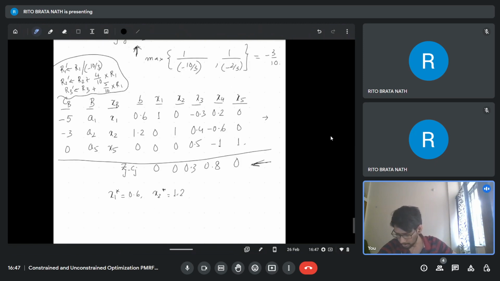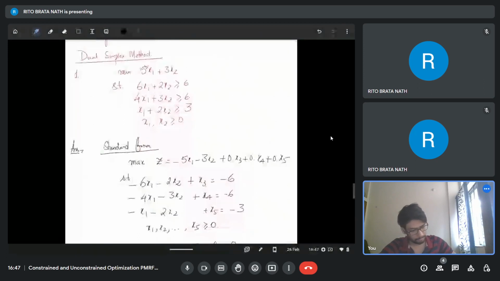So 0.6 and 1.2, right? In that case, what happens is that 3.6 plus 2.4. So the first equation is satisfied. Second one is 2.4 plus 3.6. So second one is satisfied. Third equation is also satisfied.